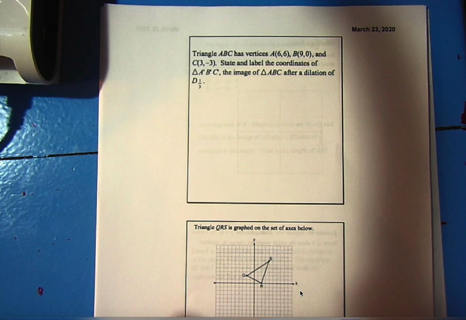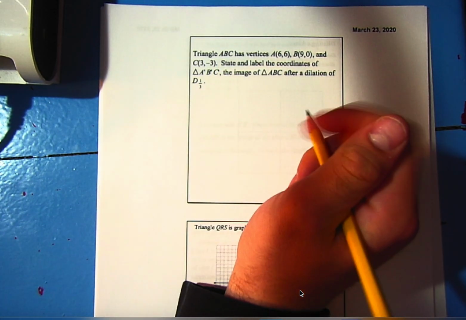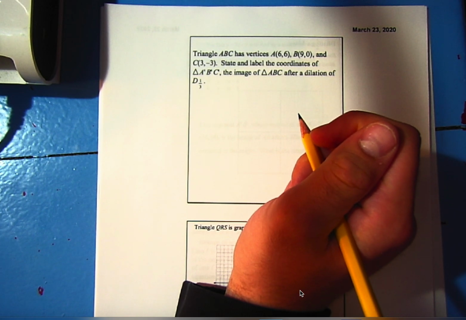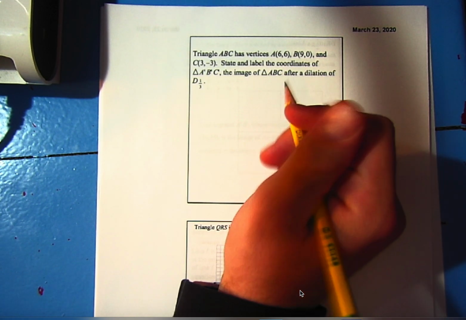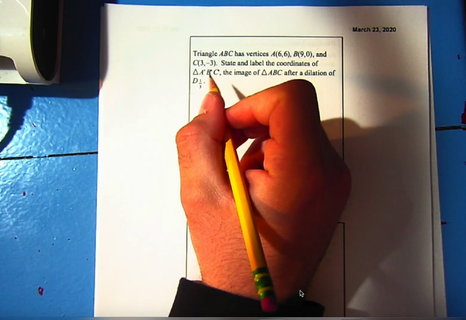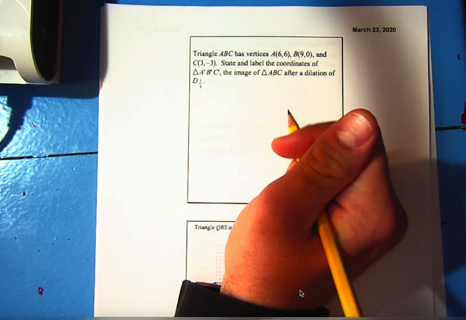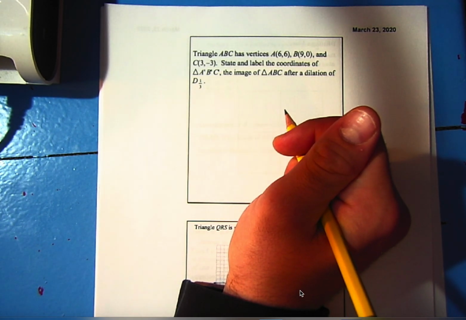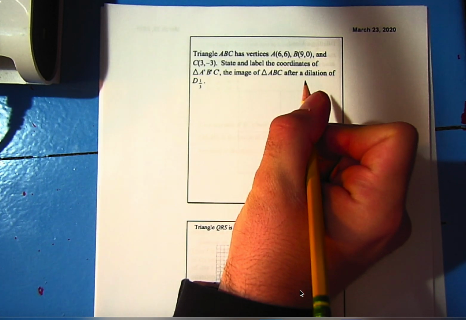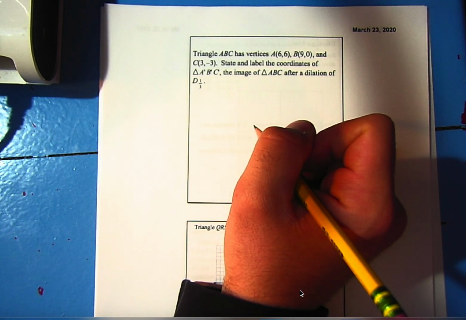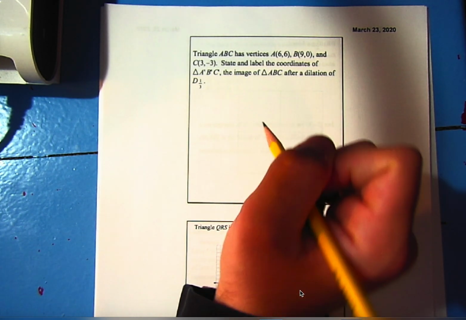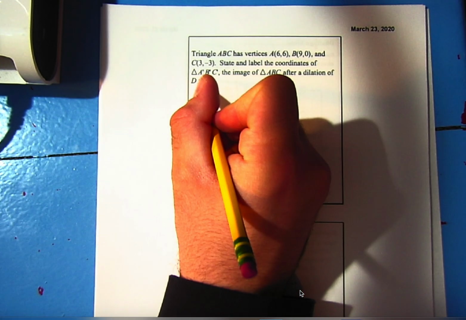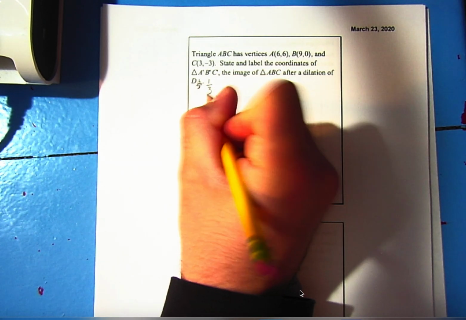Our target today is to be able to dilate coordinates from a dilation centered at the origin. So the first question we're going to look at is kind of a do now for us. It says triangle ABC has vertices A (6, 6), B (9, 0), and C (3, -3). State and label the coordinates of A prime, B prime, C prime, the image of triangle ABC after a dilation of 1/3.